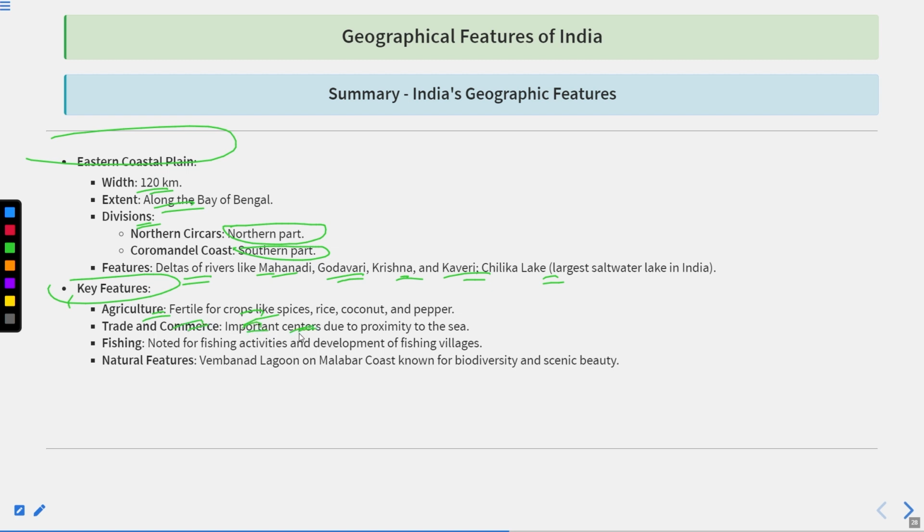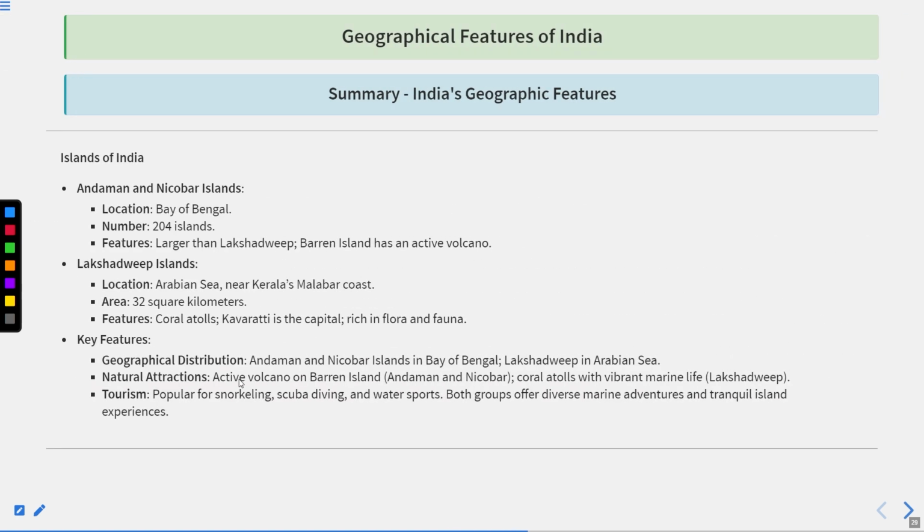Trade and commerce, important centers due to the proximity to the sea. Fishing, noted for their fishing activities and the development of fishing villages. Natural features, Vembanad and lagoons on Malabar coast known for biodiversity and scenic beauty. Islands of India.